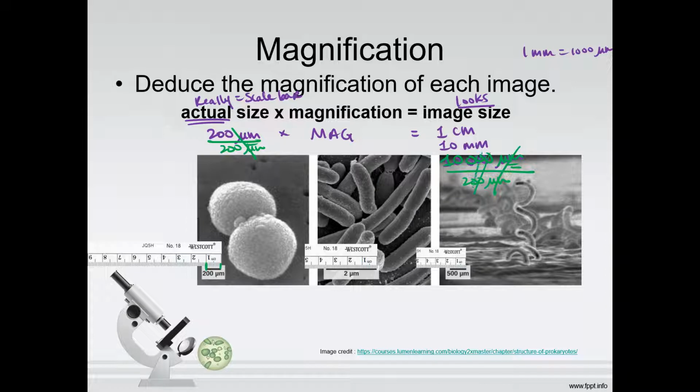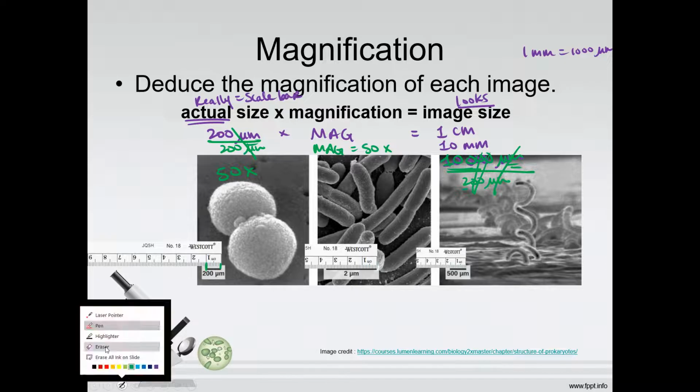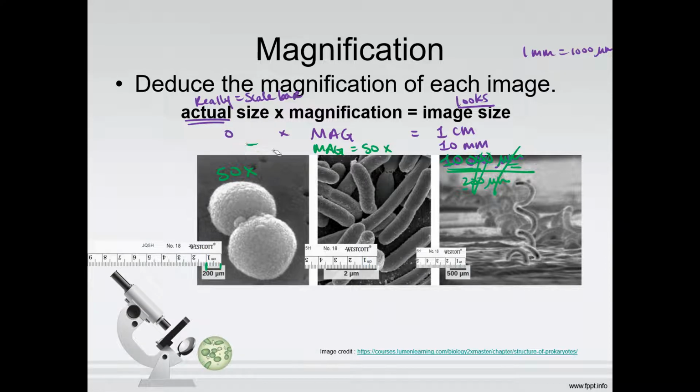Our zeros cancel out. So now I have 100 divided by 2. Magnification is going to equal 50 times bigger. So this guy, 50x, is its magnification. Let's do another one. I'm going to make some space so that we can do some more math. I need a bigger eraser. All right. The next one.